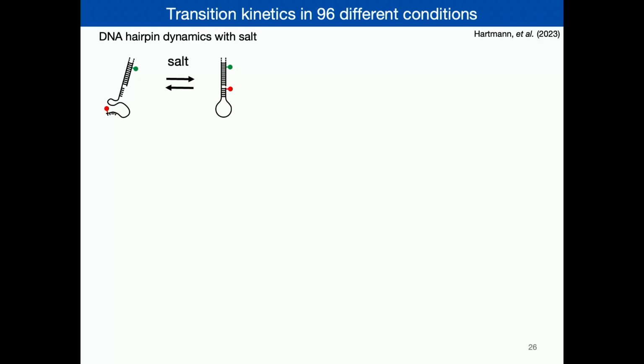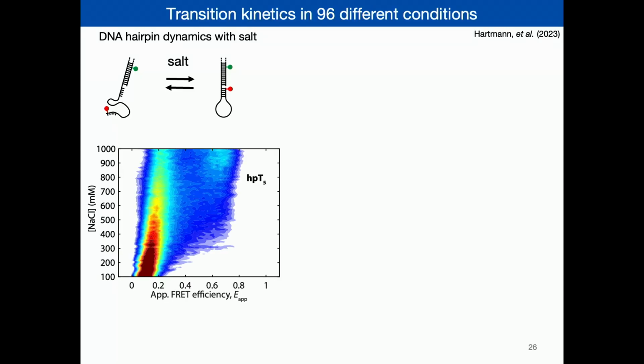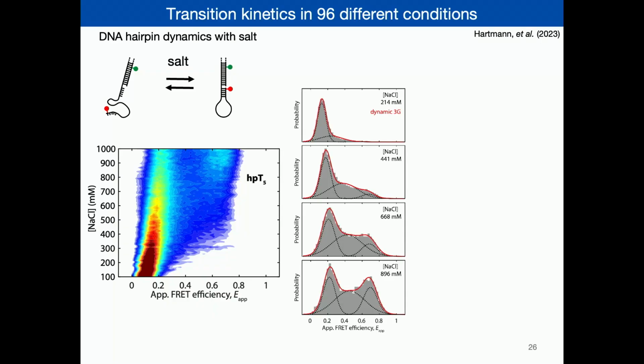If we do these experiments and we use a pipetting robot that can take us through 96 different salt concentrations, increasing from 100 millimolar to about a molar in sodium chloride in this case, we can see that the transfer efficiency histograms change from rather low transfer efficiency to mid-transfer or 2 populations at the highest salt concentration. We can then look at these transfer efficiency histograms.